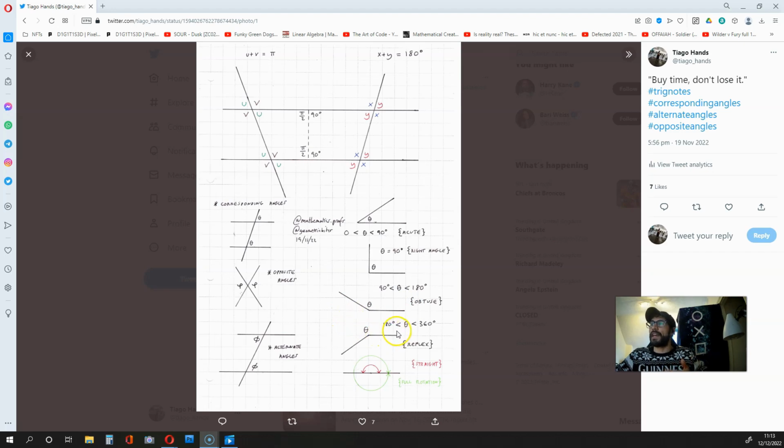Moving on, if we have an angle that is greater than 180 degrees but less than 360 degrees, what we have is called a reflex angle. Now how about an angle of 180 degrees exactly, or 360 degrees? Well, an angle of 180 degrees is going to be called a straight angle, and 360 degrees is just regarded as a full rotation. Alright, so those are the basics of angles in two dimensions.